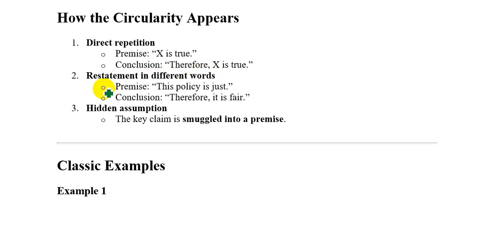Restatement in different words. Premise: this policy is just. Conclusion: therefore it is fair. Hidden assumption: the key claim is smuggled into a premise. That is, it says, have you stopped cheating? Question mark. So if I say yes, then it means I was cheating earlier. If I say no, it means I am still cheating. So it is a loaded question. Hidden assumptions.